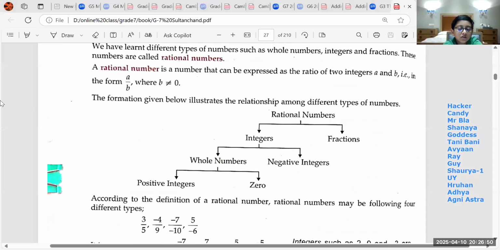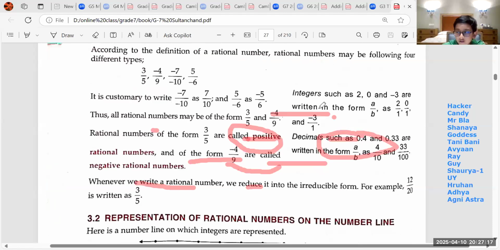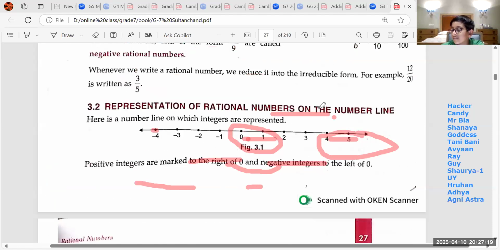See guys, we can write 0 as 0 by 1. What will whole numbers contain? Positive integers and 0. Combine whole numbers and negative integers, we get integers. And if we combine integers and fractions, we get rational numbers. Integers are a part of rational numbers, fractions are a part of rational numbers. Integers include zero, so rational numbers also include 0, as I just said.